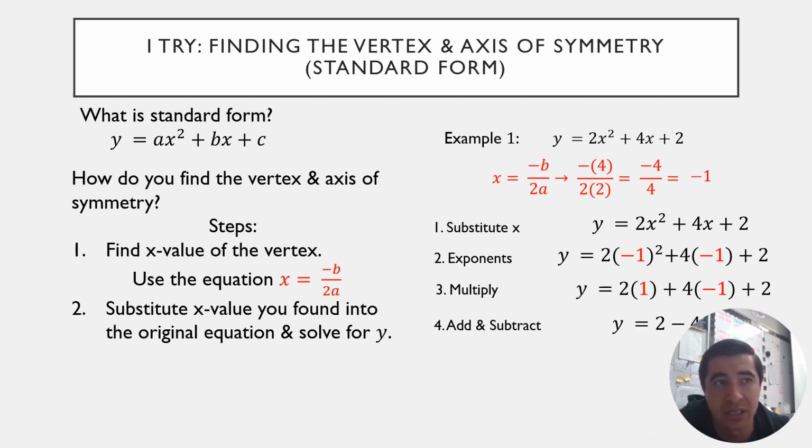In this case, we would have y equals 2 minus 4 plus 2. And then I would also have to simplify that by adding and subtracting the numbers given, in which case 2 minus 4 plus 2 would give me 0. So my vertex is now just the x and y value that you just found. Again, the x value was negative 1. The y value was 0. So my vertex would be negative 1, 0.